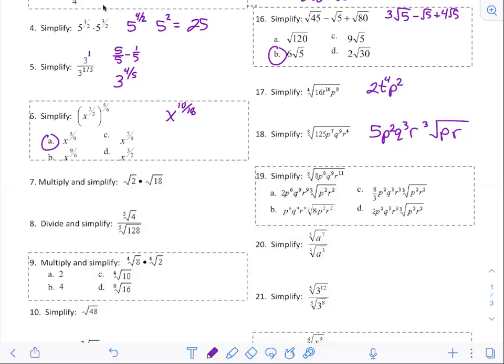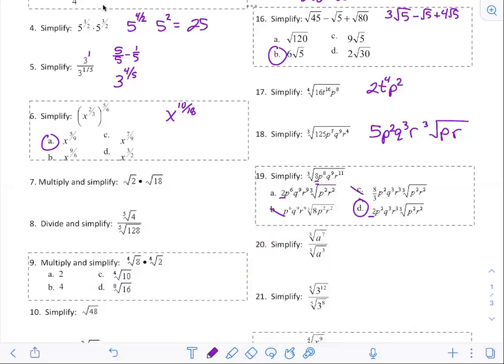Number 19, we can kind of use our clues here. So we've got the cube root of 8. That means we should have a 2 on the outside, so we can cross those out. Now we're going to look at 3 goes into 8 twice, 3 goes into 9 3 times, and 3 goes into 11 3 times. So that is going to be D for our answer.